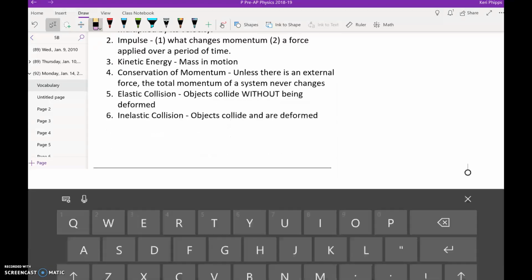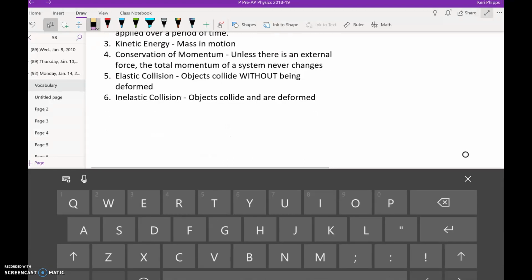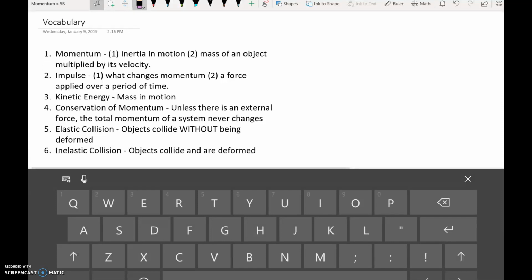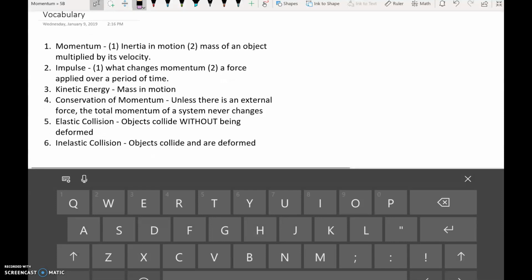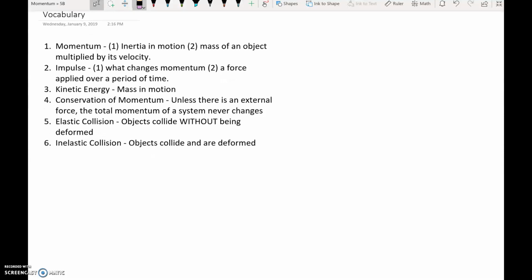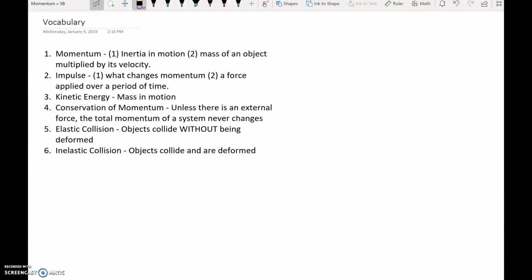Hey y'all, this is a quick, well, see how quick it is, video lesson for those of you who have missed the last couple of class periods where we talked about momentum. The first thing that you need is vocabulary. So take a few seconds, hit pause, and get all of this vocabulary.